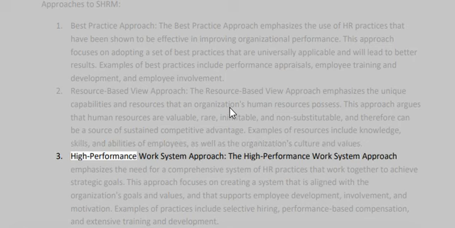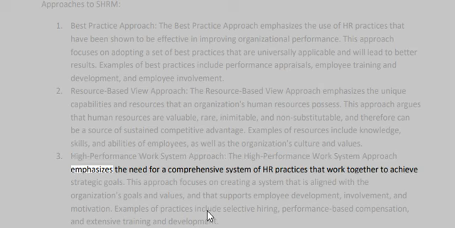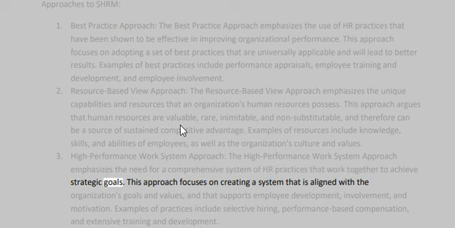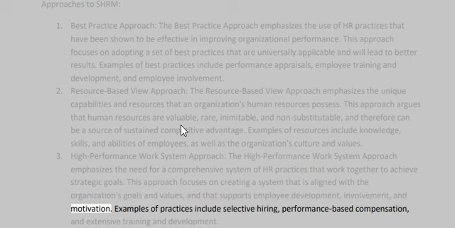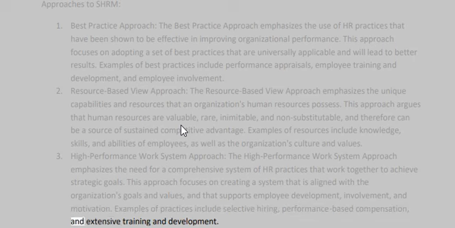3. High-performance work system approach. The high-performance work system approach emphasizes the need for a comprehensive system of HR practices that work together to achieve strategic goals. This approach focuses on creating a system that is aligned with the organization's goals and values, and that supports employee development, involvement, and motivation. Examples of practices include selective hiring, performance-based compensation, and extensive training and development.